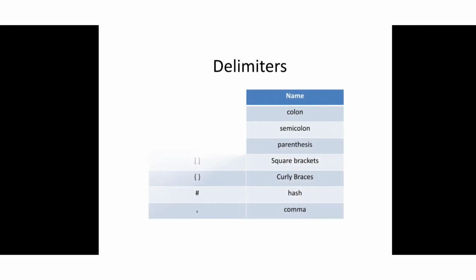The fourth is delimiters. Delimiters are used for syntactic meaning in C. Like colon is used for label, semicolon is used for ending the statement, parenthesis is used for the expression. In the same way, hash and comma are used for preprocessor directives and as a variable delimiter as well.